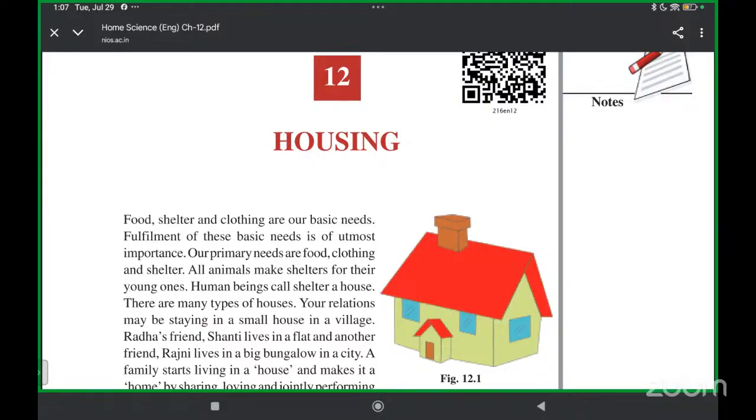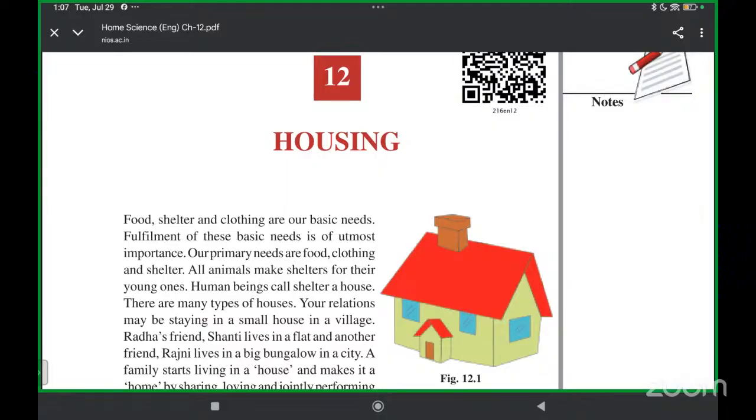Now we know that we all live in a house. All the animals and birds also make their house. They make their shelter for their young ones. Birds make nests, animals make their shelters. This is their basic need, and our shelter is known as a house.